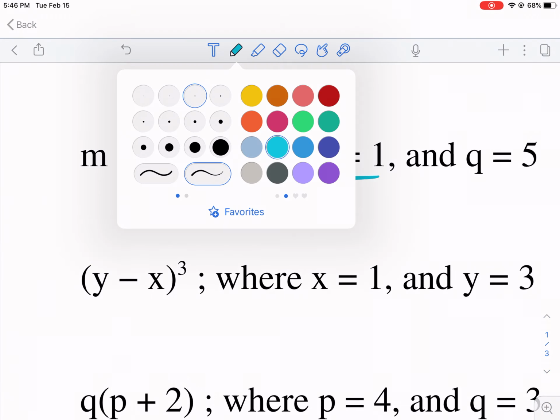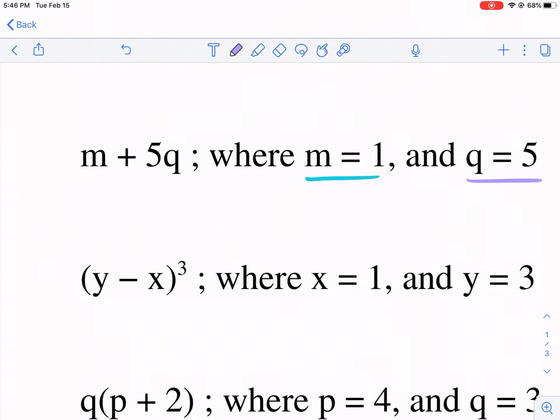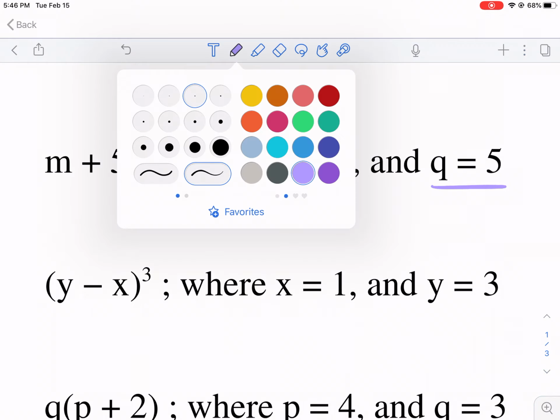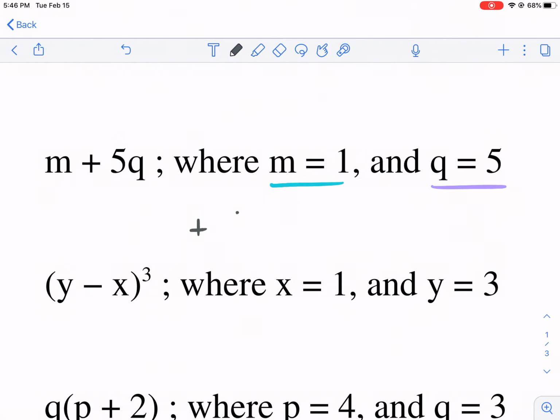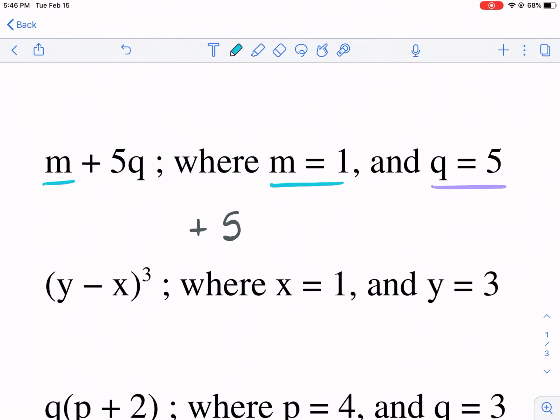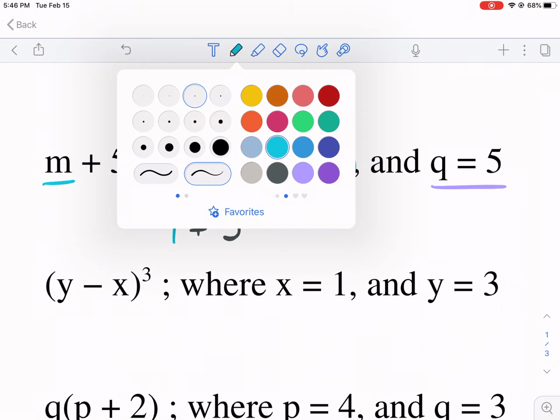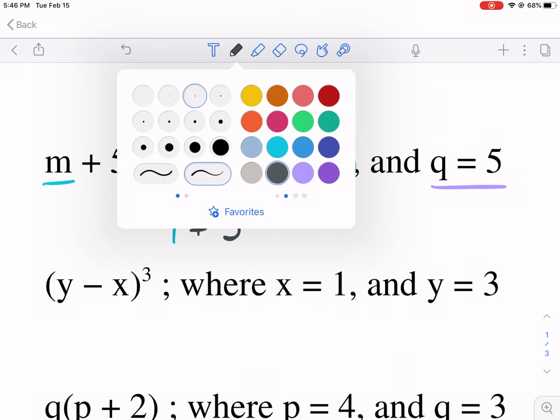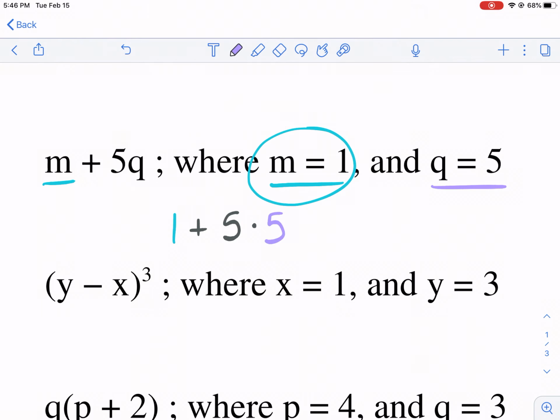Okay, so m equals 1. I'm going to underline this in blue, and then I'll underline this in purple. We have m plus 5q. By itself, it doesn't mean a whole lot. But if we replace the values, I'm going to add a plus and a 5 here, and instead of writing m, I'm going to write the value of m, which we know is 1. This is a scenario it gives us. So it's 5 times q, and we're told that q is equal to 5. So we have the problem 1 plus 5 times 5.